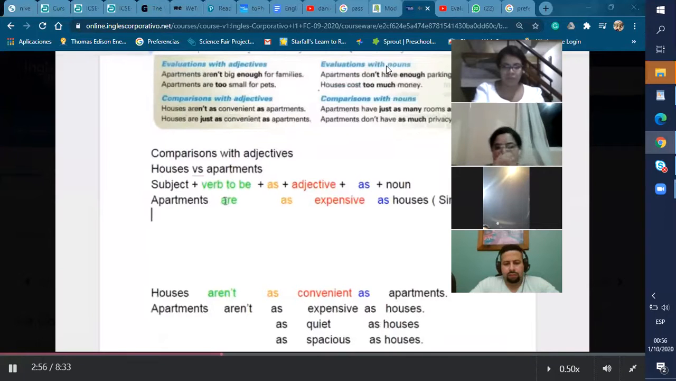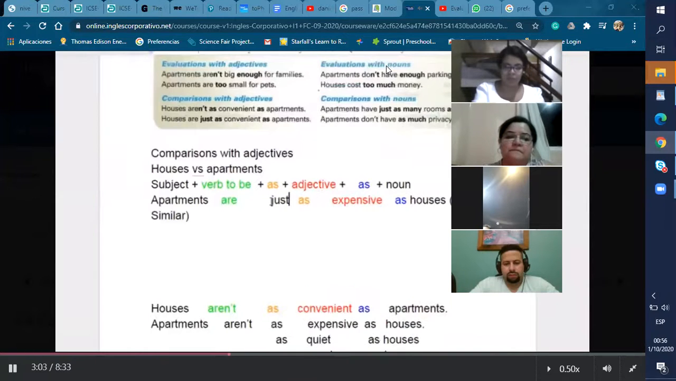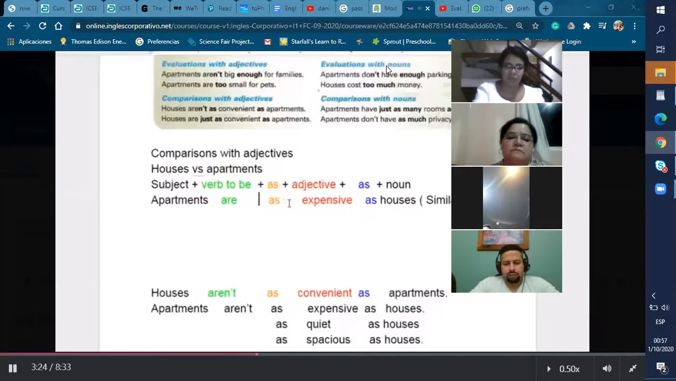Apartments, that's going to follow the verb to be in its positive form. And then it's going to follow as or just as. Actually, you can either say just as or you can simply say as. And both will be the correct way of expressing it. So we can say apartments are just as expensive as houses. And that's my personal opinion, right? Or you can simply say apartments are as expensive as houses.